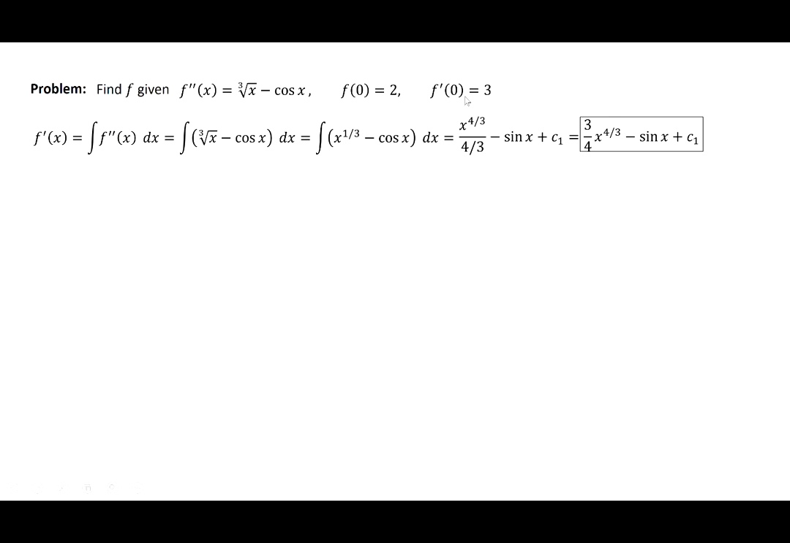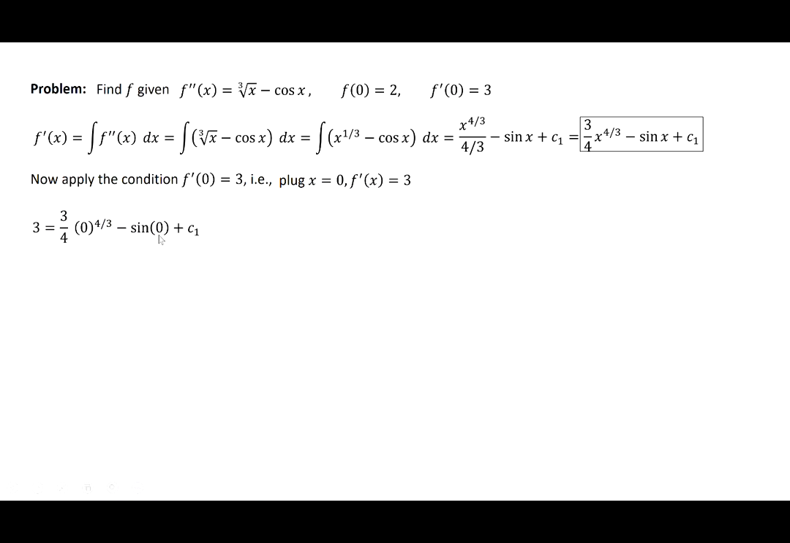Now we can use that condition f prime of 0 equals 3, which means when we plug x equals 0 and f prime of x equals 3 into the equation that we just got. So 3 equals 3/4, 0 for x, so 0 to the 4/3, minus sine 0 plus c1. 0 to the 4/3 is just 0. And sine 0?